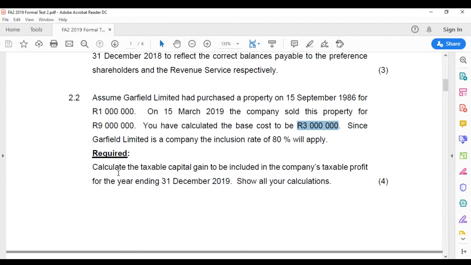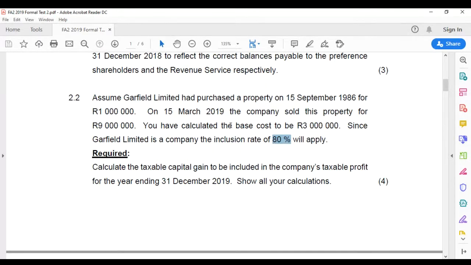Those of you who have had the opportunity to look at the PowerPoint on capital gains tax would see that in the case of a company or a CC in South Africa, the inclusion rate is 80%. Whereas in the case of a private individual or a natural person, you and I, the inclusion rate is 40% currently. It used to be less previously. At one stage, it was 50% for companies and 25% for individuals. But for the last few years, it's 40% for individuals and 80% for companies.